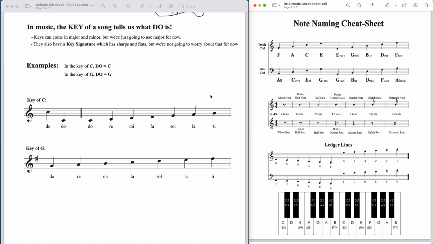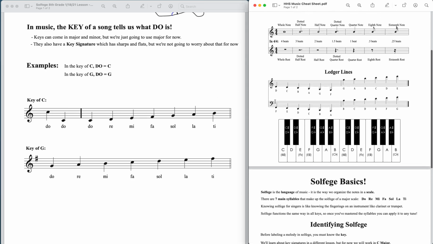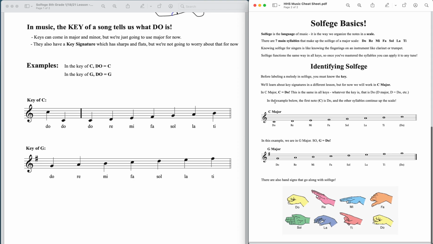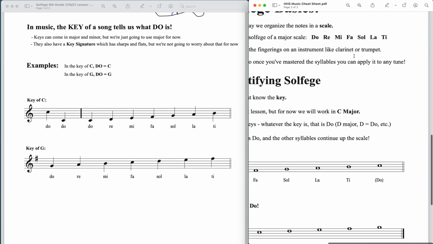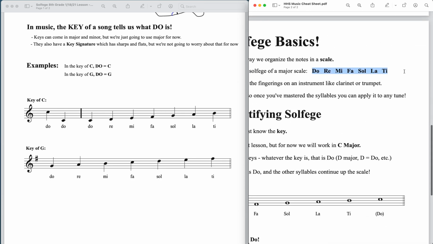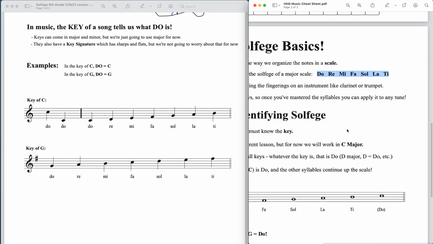Now this is where I'm going to do something really important, and hopefully you've stuck with the video this long. If you go to the second page of your note naming cheat sheet, there's a whole information page on solfege. And it actually tells you right up here the order of solfege. This is going to be really important for you to know the order of solfege. Do, re, mi, fa, sol, la, ti. Those are the order of the notes.